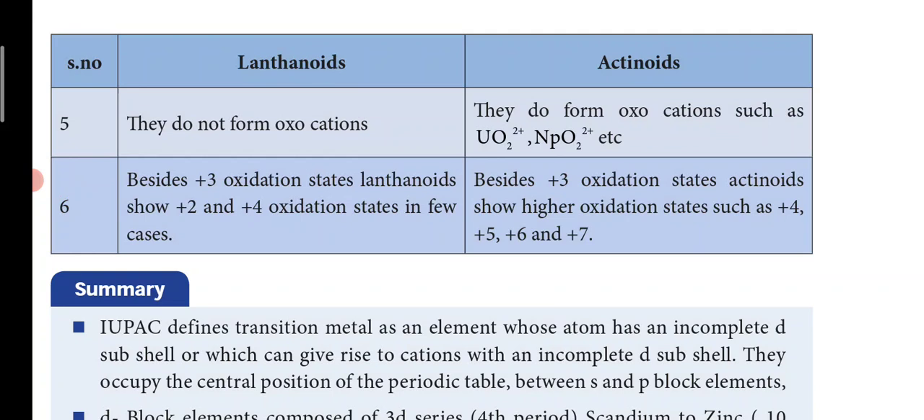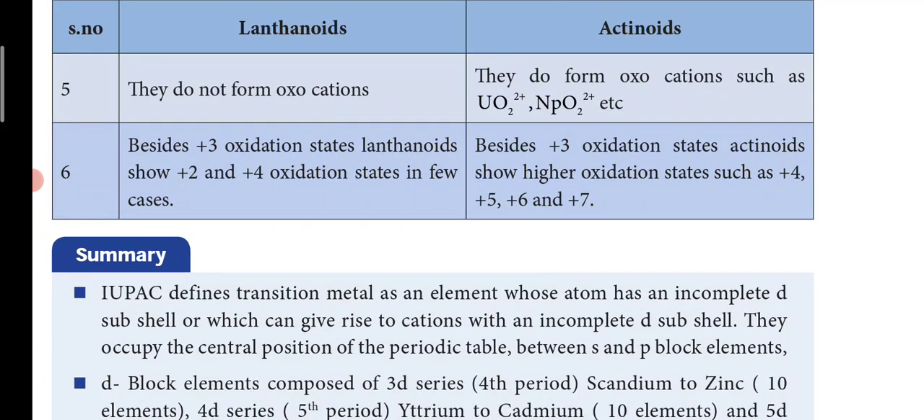Like we discussed, the common oxidation state for both lanthanoids and actinoids is +3 only. Other than that, in some cases, after the +3 oxidation state, lanthanoids will exhibit +2 and +4 also. Whereas actinoids, if you take the higher oxidation states like +4, +5, +6, all these are other possible oxidation states of actinoids. But for both of them, the common oxidation state is +3.